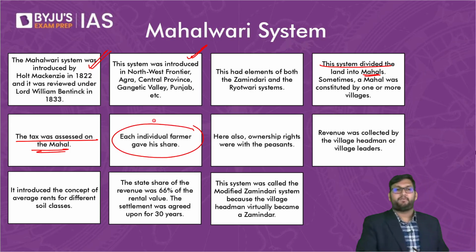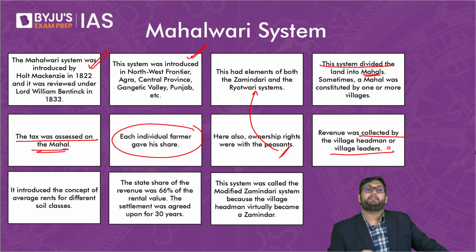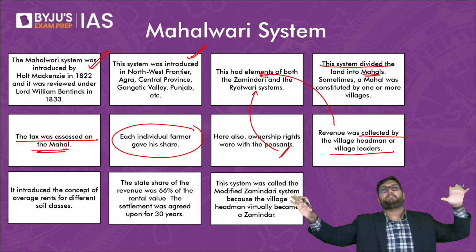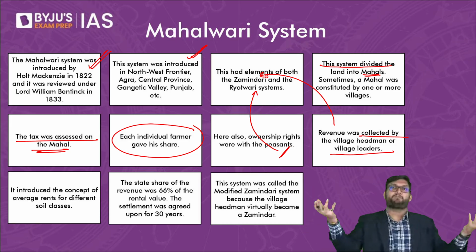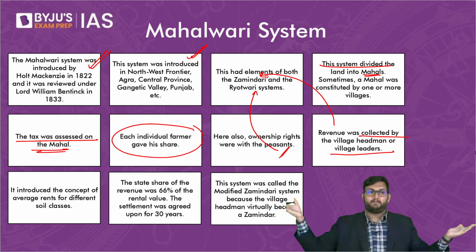Each individual farmer gave his share. Here also ownership right was with the peasant. However, that could be taken away, and this is the aspect related to Ryotwari. Revenue was collected by the village headman, and this is the aspect related to zamindari. So the revenue collecting right is with the headman, and ownership right is with the peasant. So basically you have now created an even more confusing system, in which previously both rights were with the zamindar, or both with the Ryot, and now they are divided.